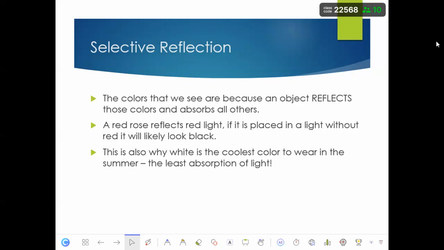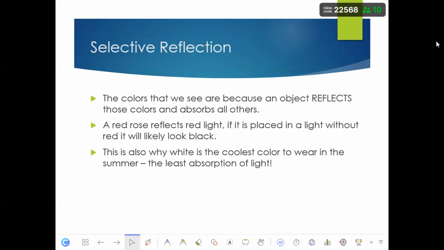Selective reflection. As we said, we have visible light. But the visible light itself is a spectrum of light from the red to the violet. So we have visible light, but it has a spectrum of light with different frequencies, starting from the red to the violet.